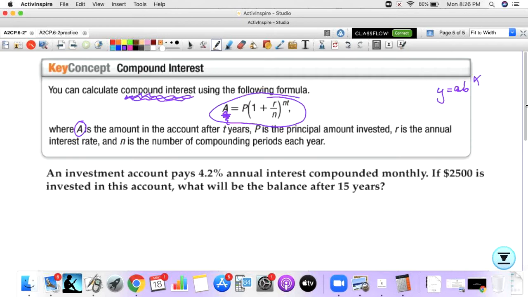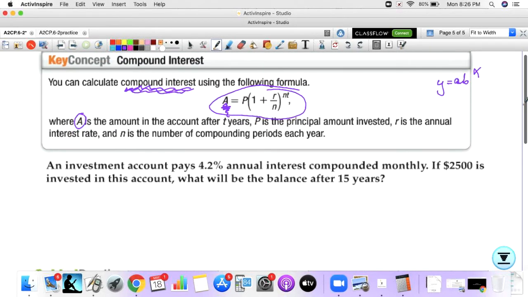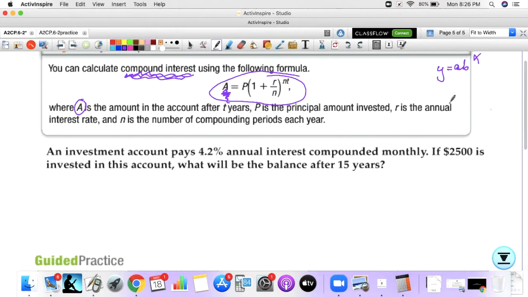Okay, so let's take a look at the first one where we're going to use this formula. And feel free to reference that formula. Okay, you don't have to have that memorized at this point. So an investment account pays 4.2% annual interest compounded monthly. Okay, and this monthly is going to be important because it's going to help us figure out our end value from here and here. If $2,500 is invested in this account, what will the balance be after 15 years?